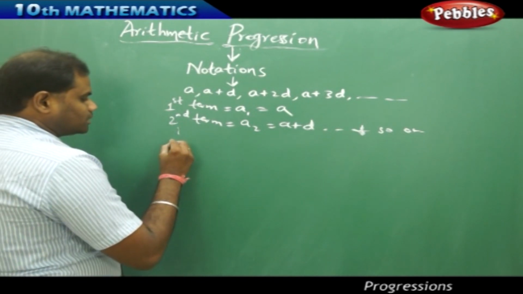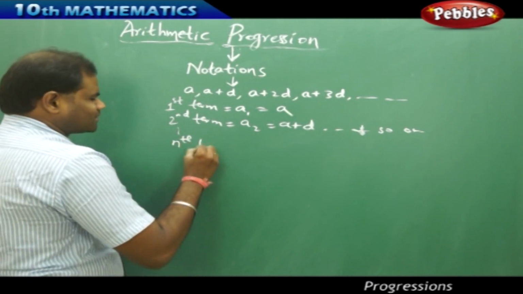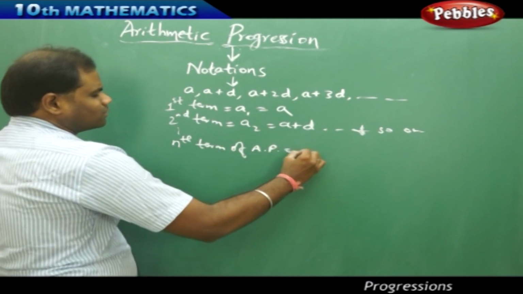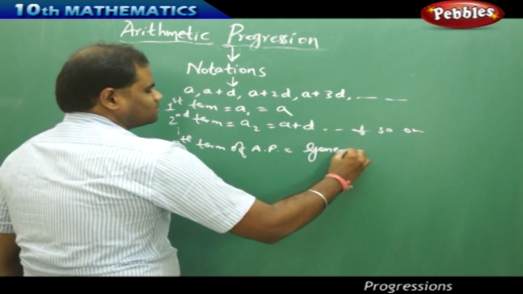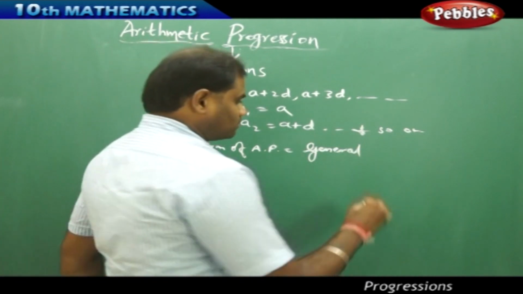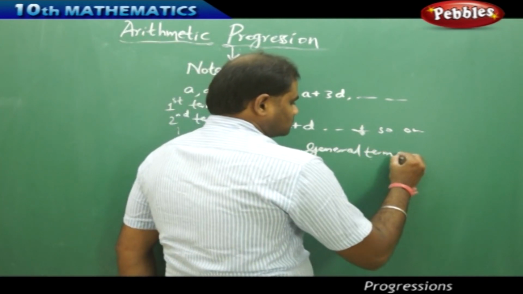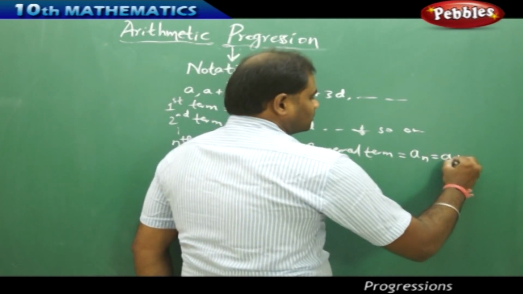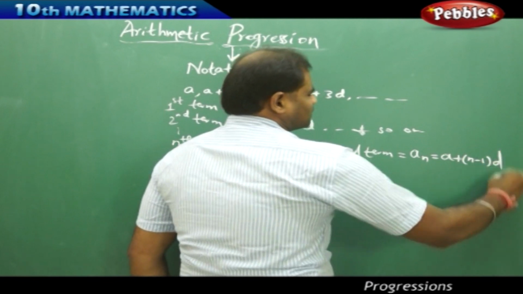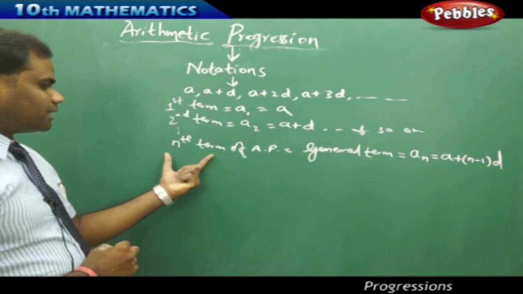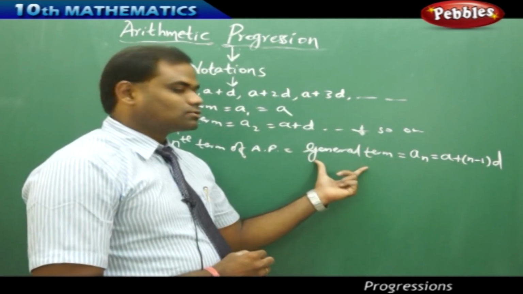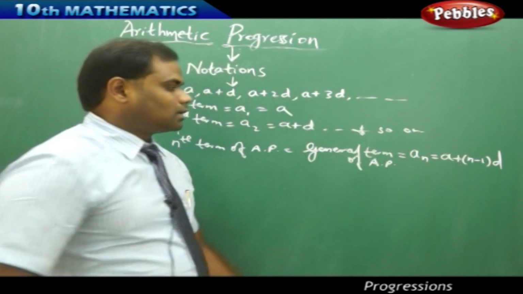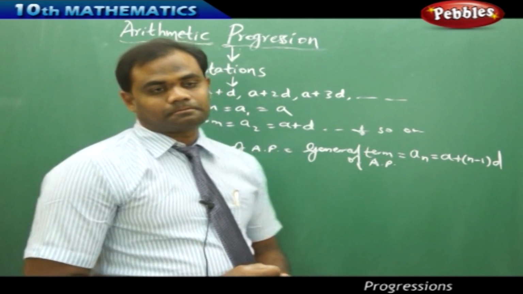And usually the nth term of an AP, which is generally called the general term in its notation form, is given by an, with the formula a plus n minus 1 into d. So we generally denote the nth term with an, and it is called the general term of AP, which is given by the formula a plus n minus 1 into d.